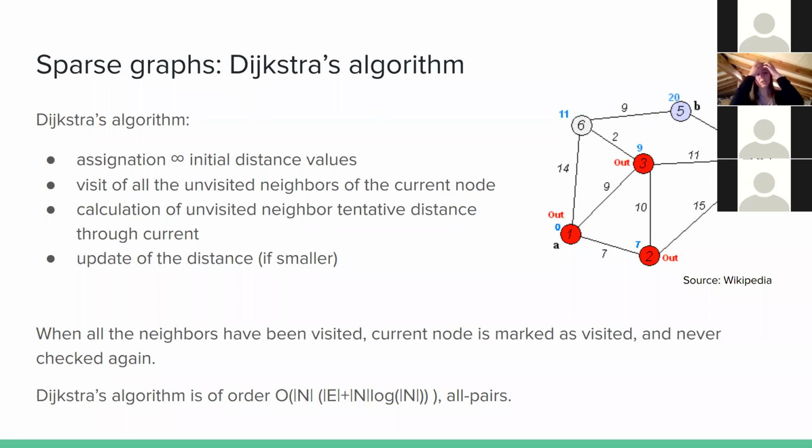Now, Dijkstra's algorithm is an algorithm of order E plus n log n. Now, E is the total number of edges in the graph, n is the total number of nodes. And if you want an all pairs distance, so computing all the possible distances with all the possible pairs of nodes, you have to multiply again times n to get the total cost.